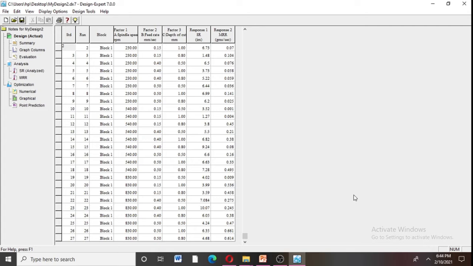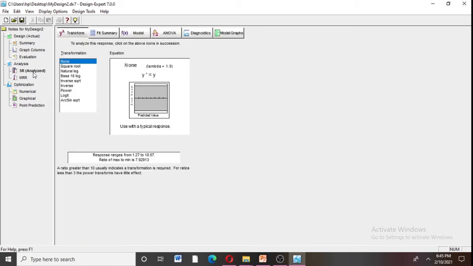After entering the data, I go for analysis. Here there are a lot of columns available. In that, I go for analysis. First I shall choose surface roughness, because I entered response one as surface roughness. So first I go to analyze the surface roughness. Here there are a lot of terms available: transformation, fit summary, model, ANOVA, diagnostics, model graphs.